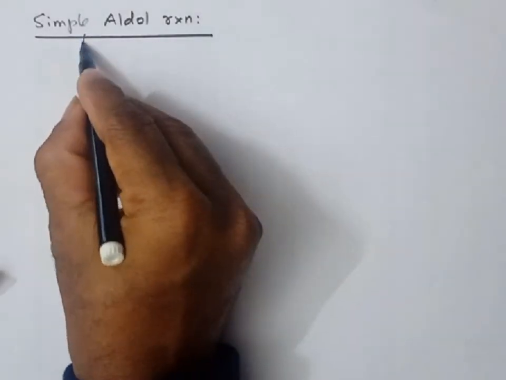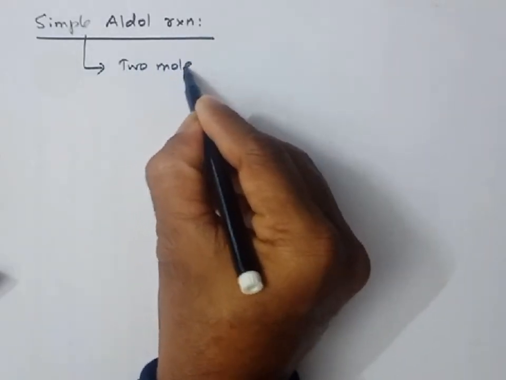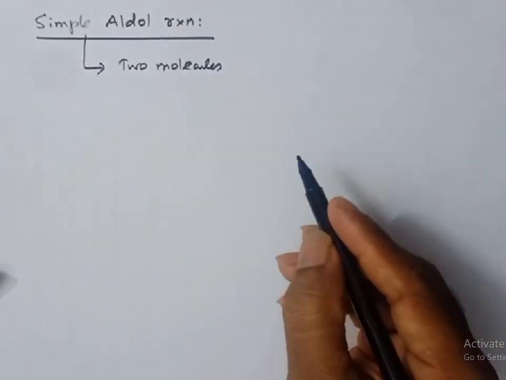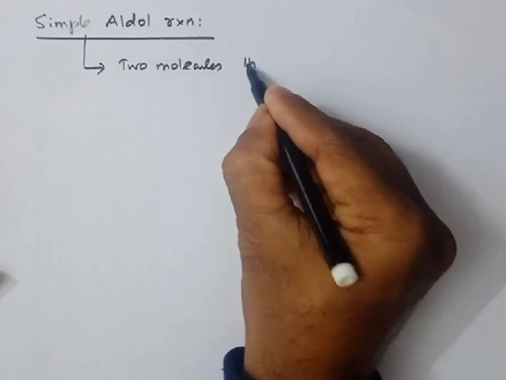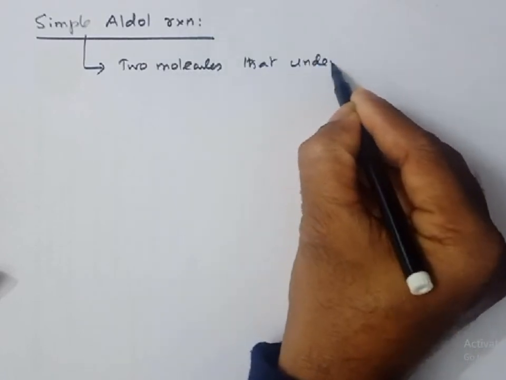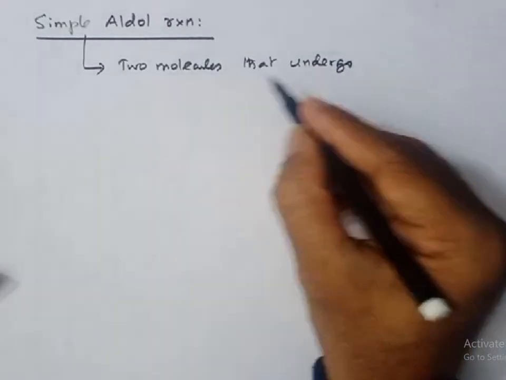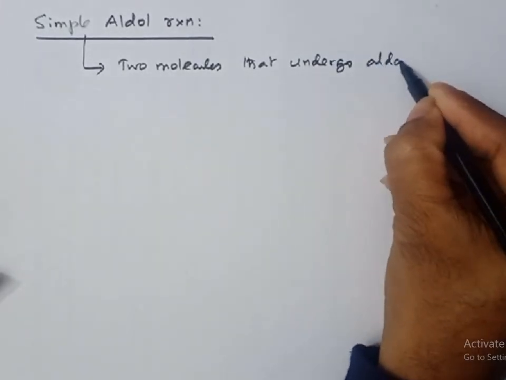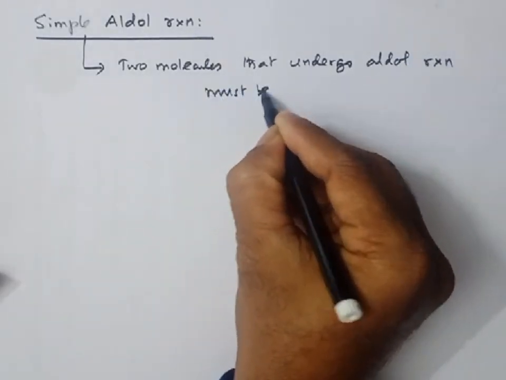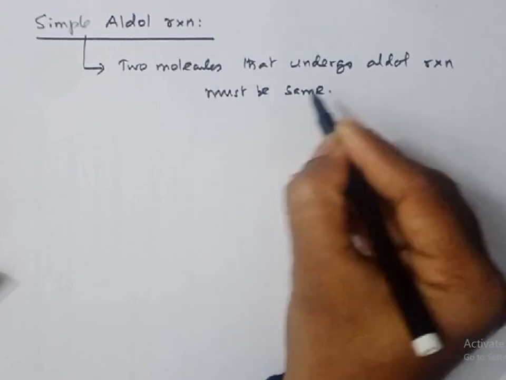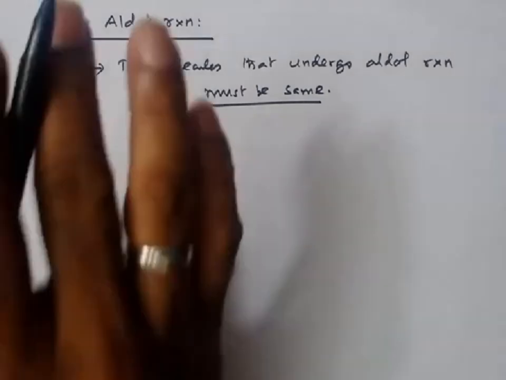So in a simple Aldol reaction, the two molecules or two compounds that participate in the mechanism and undergo Aldol reaction must be the same. If the two molecules are the same, we call that Aldol reaction a simple Aldol reaction.